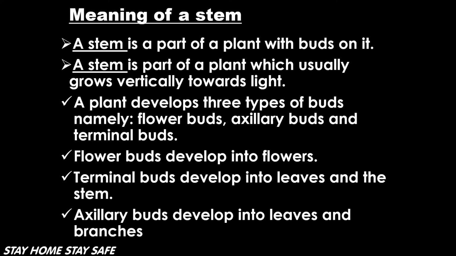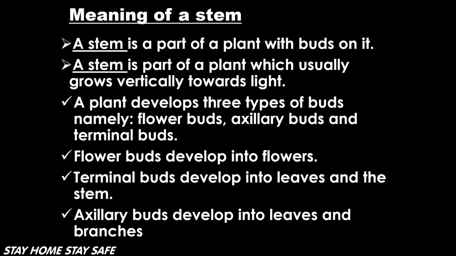Remember, I told you that the terminal bud can also increase the height of a plant. But also the terminal buds will develop into the leaves and the stem later on. Then the axillary bud will develop into leaves and branches. Right, my children? The flower bud develops into flowers. So whatever flower is on a plant is actually coming from what we call the flower buds.